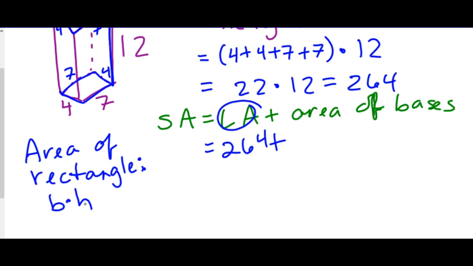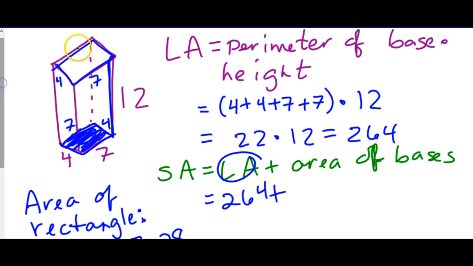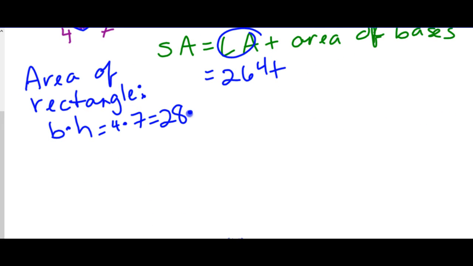With base times height, you can get sometimes confused as to what's the height of the rectangle versus what the height of the prism is. Those are two different things. If I'm just looking at the base itself, the bottom of the shape, then 4 would be the base, 7 would be the height, or 28. Now we do have two of these bases. We have a top and a bottom, so we need to times that by 2 to give us the area of both bases, so that gives us 56. Adding it all together will give us the surface area. 264 plus 56 is 320.